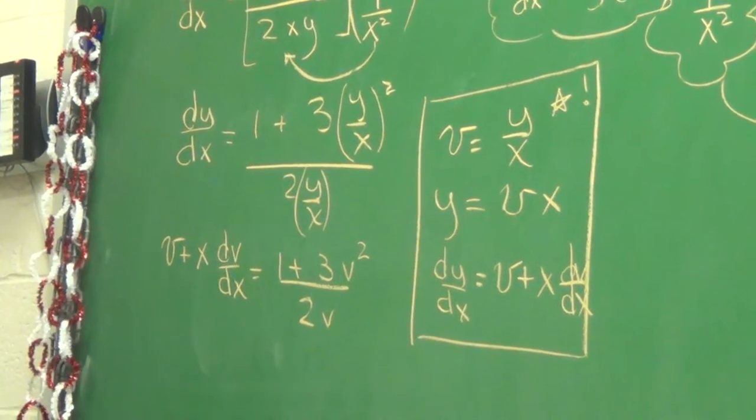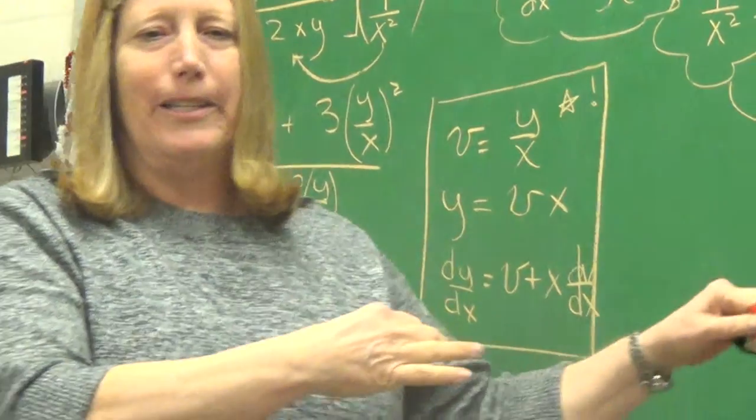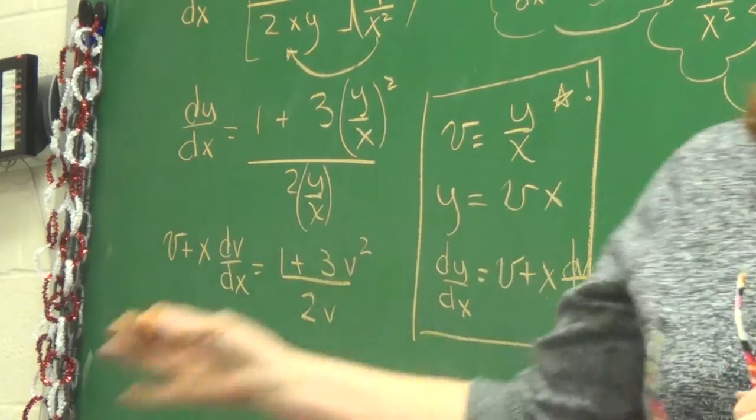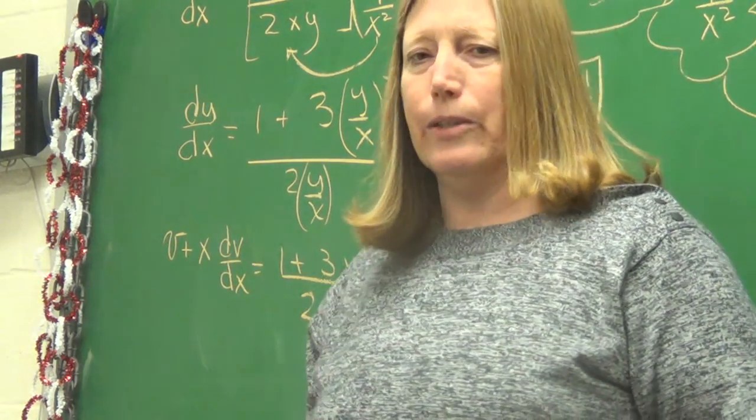Yes, it is separable. So go ahead and separate it. I want all the v's and their business on one side, and all the x's and their business on the other. It's not that bad. Go ahead and try to get ones on one side and ones on the other.